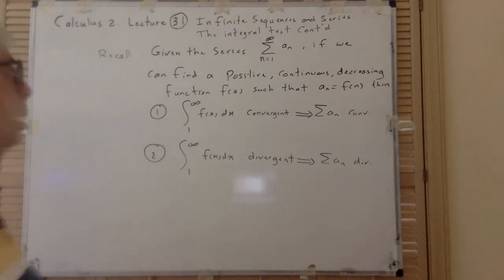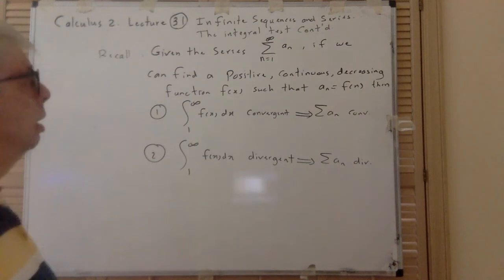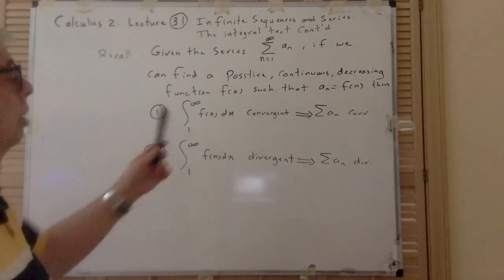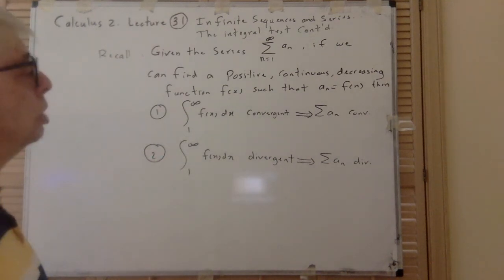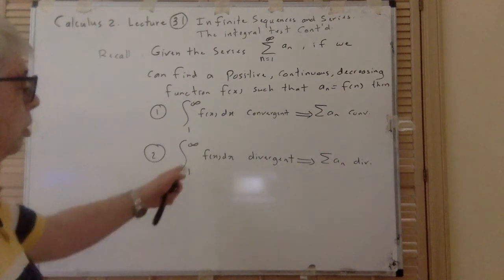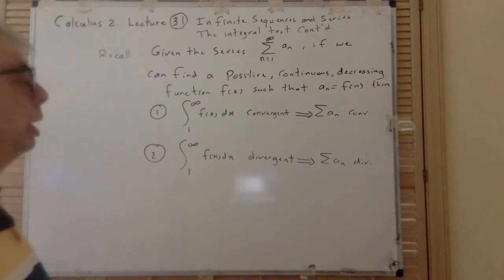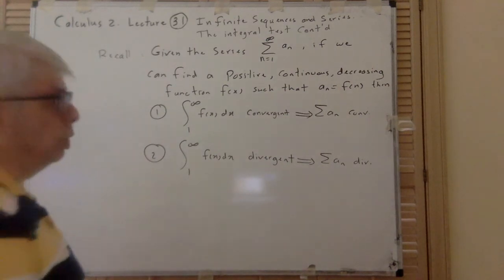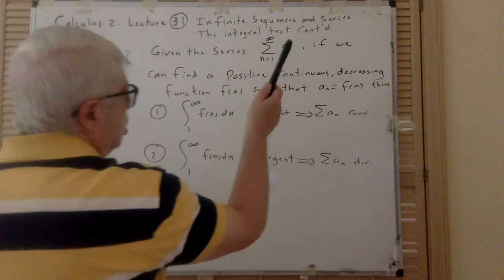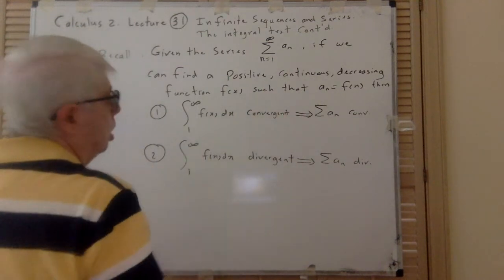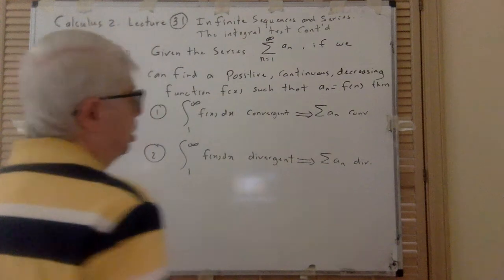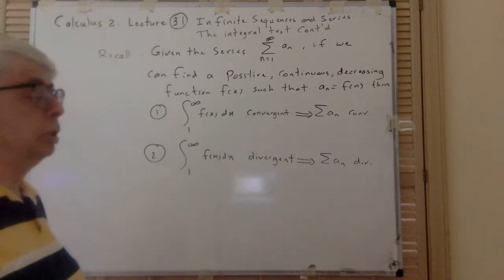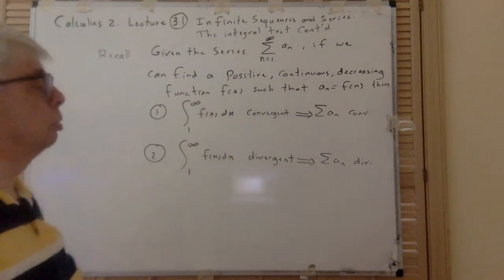If we are given an infinite series a_n, and we can find a continuous, positive and decreasing function f(x) such that a_n equals f(n), then if this integral is convergent, the series is convergent, and if this is divergent, the series is divergent. That's why it's called the integral test, because we can test the convergence and divergence using this improper integral, which is easier to calculate if the function is nice.